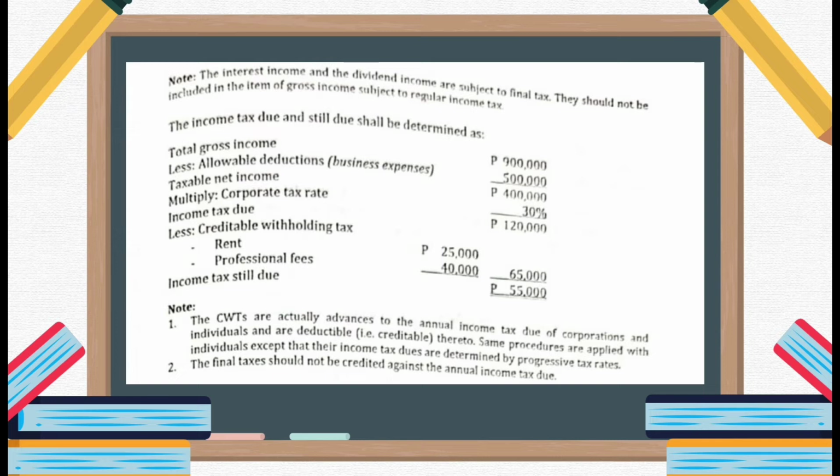Note: the CWTs are actually advances on the annual income tax due of corporations and individuals and are deductible. Example, creditable. The same procedures are applied to individuals, except that their income tax dues are determined by progressive tax rates. Number 2, the final taxes should not be credited against the annual income tax due.